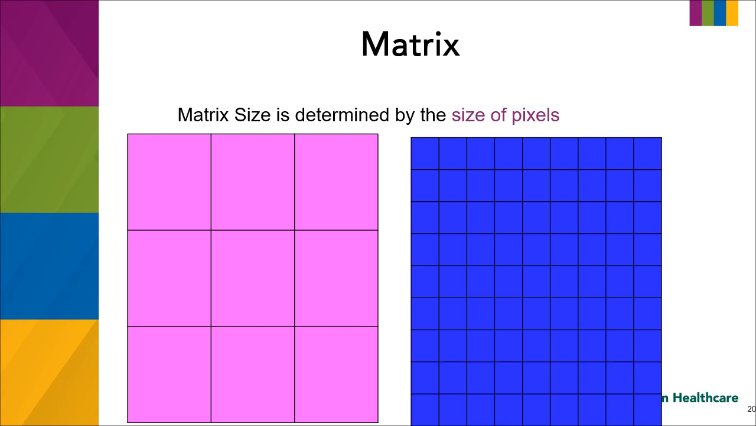So on the left-hand side, we have 3 rows and 3 columns. So we have a total of 9 pixels, but they're really big pixels compared to the ones over here in the blue. In the blue, we have 9 columns and 9 rows, the same size outline as the pink. It's just that the pixels are now smaller. So smaller pixels are going to be the opposite of the matrix size. So over here, we have a 9 by 9 matrix where we have small pixels, and we have a 3 by 3 matrix on the left-hand side because we have 3 rows and 3 columns. The 3 by 3 means that we have 9 pixels, whereas in the 9 by 9 matrix, we have 81 pixels.